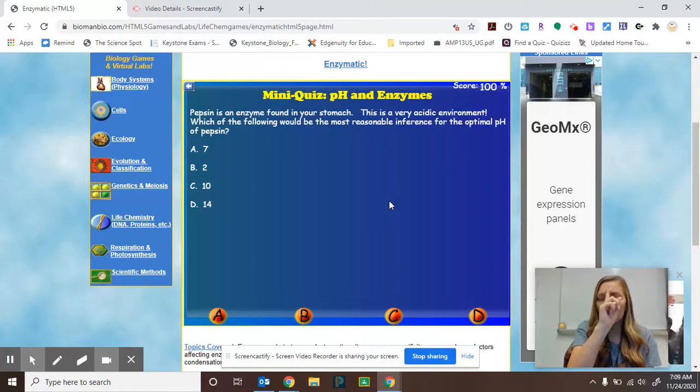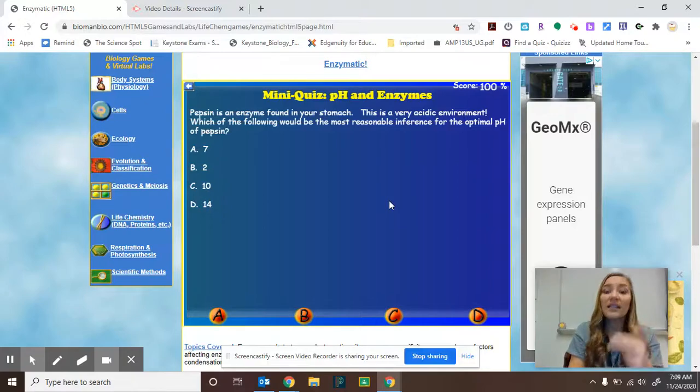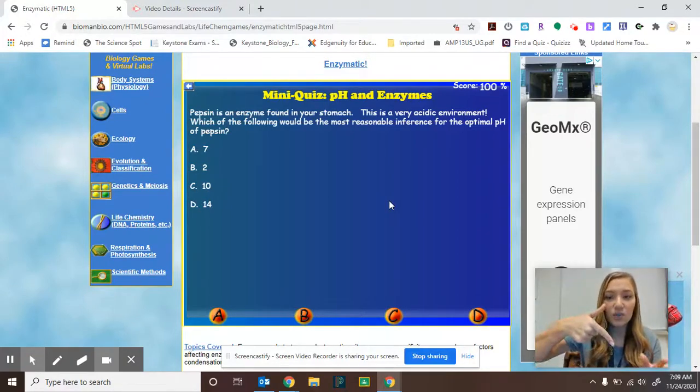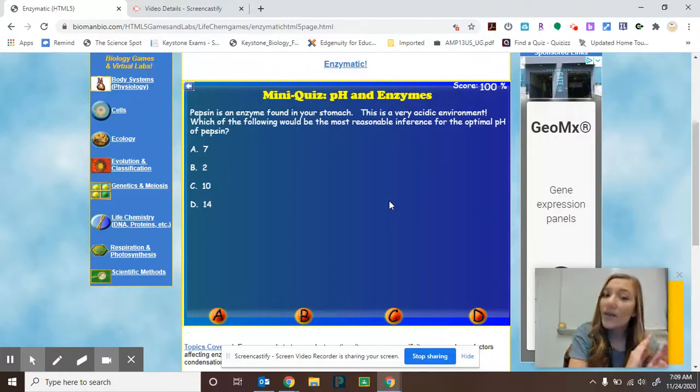So wait, we just said that this enzyme lives in your stomach. The stomach is very acidic. So what kind of number are we looking for that's very acidic? Low or high? Well, remember, 7 is neutral, so that's not our stomach. High is basic. Low is acidic. So let's pick something like 2.